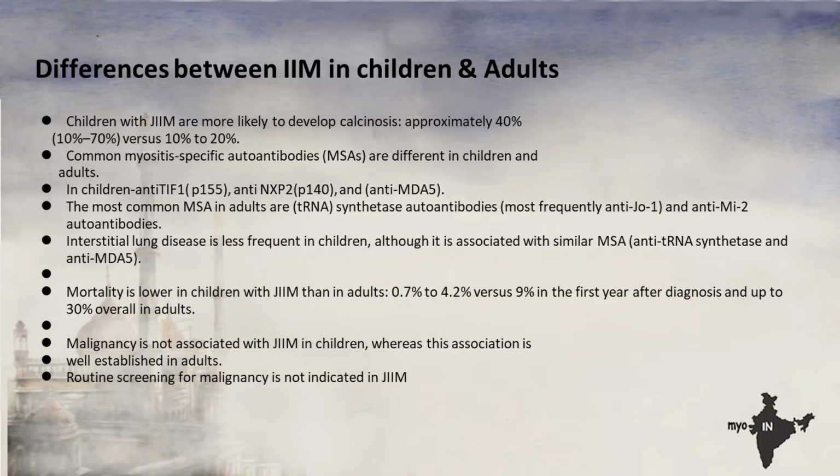Despite that, interstitial lung disease is less frequent in children, although it is associated with a similar MSA as compared to adults. Mortality is overall lower in juvenile idiopathic inflammatory myositis compared to adults. The association with malignancy is so weak that there is absolutely no need for routine screening for malignancy in these children at diagnosis.